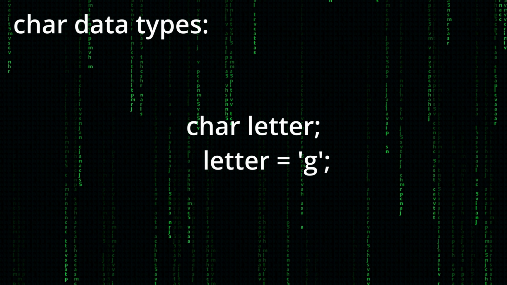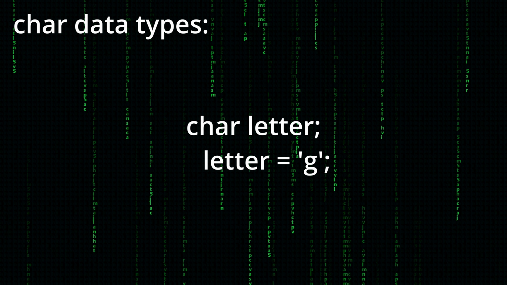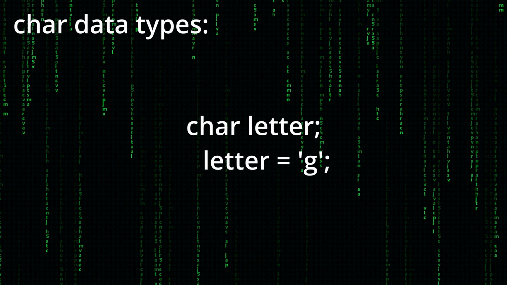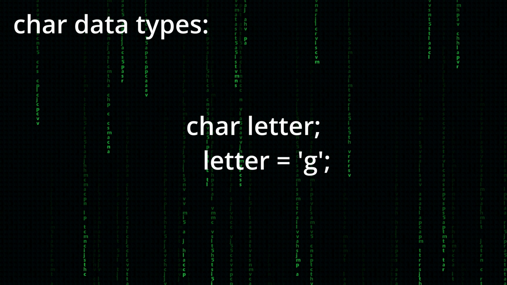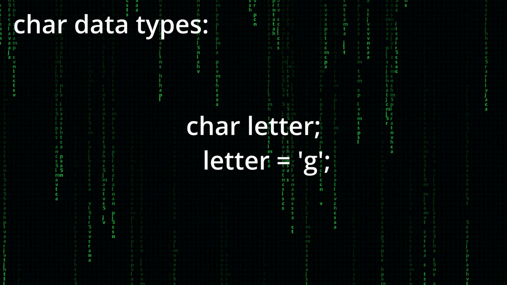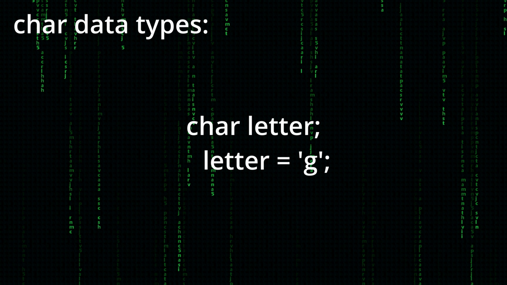So this declares a char variable named letter, right? We have a new variable. We called it letter. We made this up. In C++, character literals are enclosed in single quotation marks. So remember, single letter in single quotes. It's going to assign the character G to the letter variable that we declared.